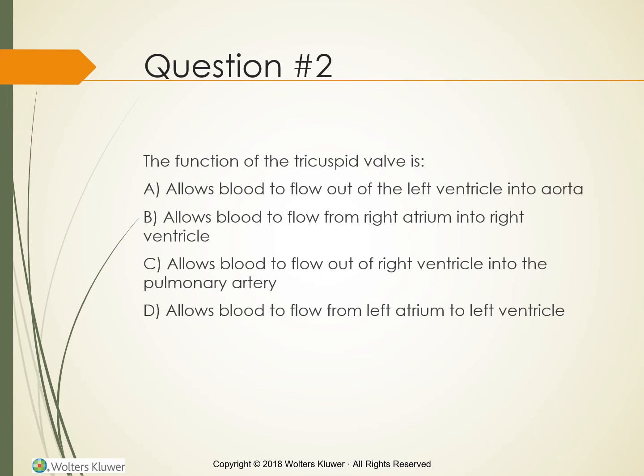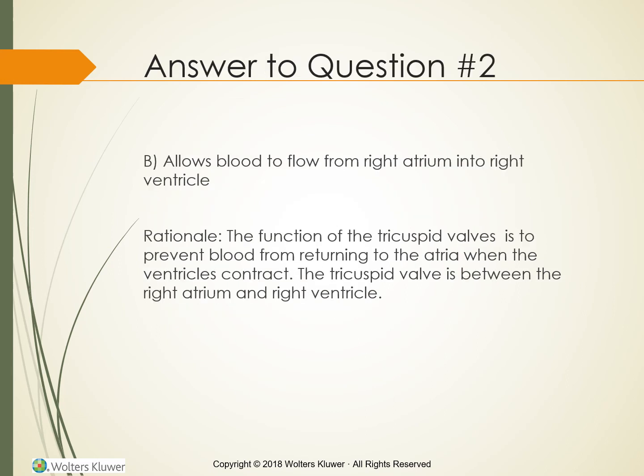Question. A function of the tricuspid valve is: A, it allows blood to flow out of the left ventricle into the aorta, or B, it allows blood to flow from the right atrium into the right ventricle, or C, it allows blood to flow out of the right ventricle into the pulmonary artery, or D, it allows blood to flow from the left atrium to the left ventricle. Your answer should be B, it allows blood to flow from the right atrium into the right ventricle.